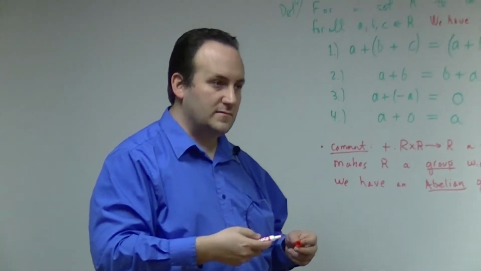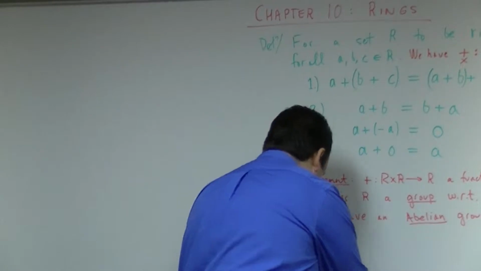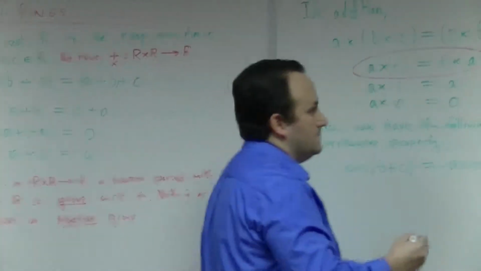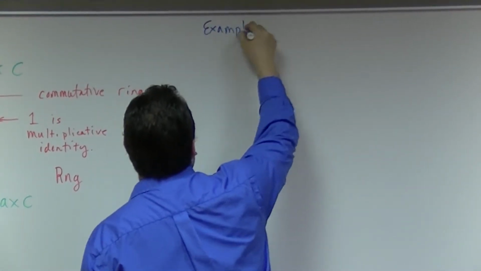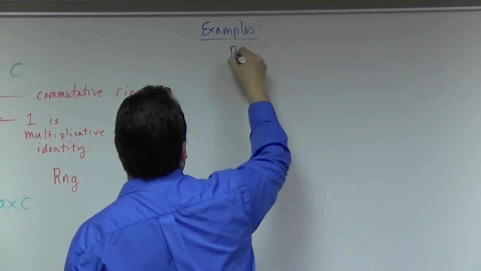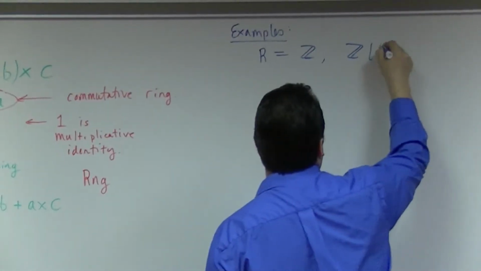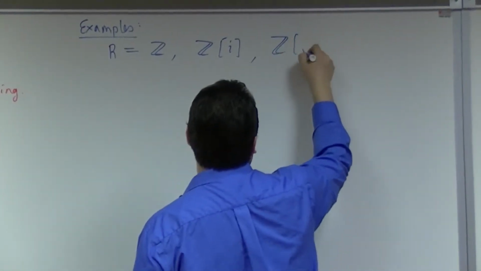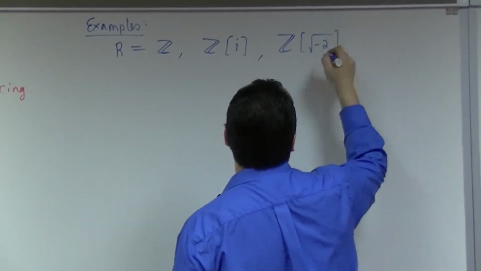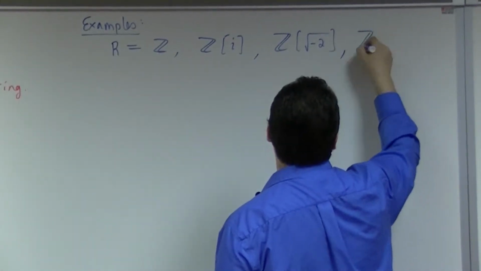What does this look like? What's the quintessential ring? Yeah, the integers. So examples. Of course, the integers, the Gaussian integers. Let's see here. How about these guys, right? What else do we work with? How about the Eisenstein integers, right?